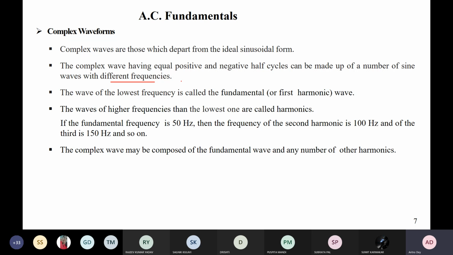There may be the presence of subharmonics also. I'm not going into that because you won't be getting it here. The waves of higher frequencies than the lowest one are called the harmonics. Like if the fundamental is 50 hertz, for our case it is 50 hertz, then the third harmonic will be 150, fifth harmonic 250, in that way. The frequency goes high at multiples of 3, 5. A complex wave can be composed of a fundamental wave and any number of other harmonics with proper amplitude.